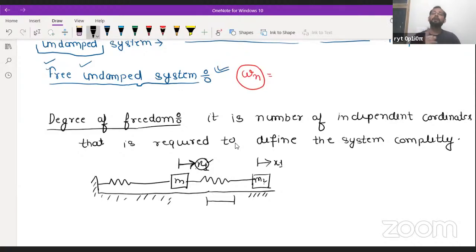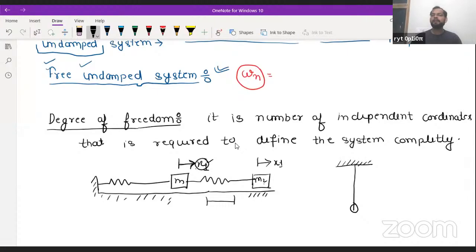So on the basis of degree of freedom, we can also define our system. When only one coordinate is required, then the system is called a single degree of freedom. And you will be glad to know that in your syllabus only single degree of freedom systems are there. That means for all types of systems, you have only one coordinate which can define the system completely. For example, we are taking one pendulum.